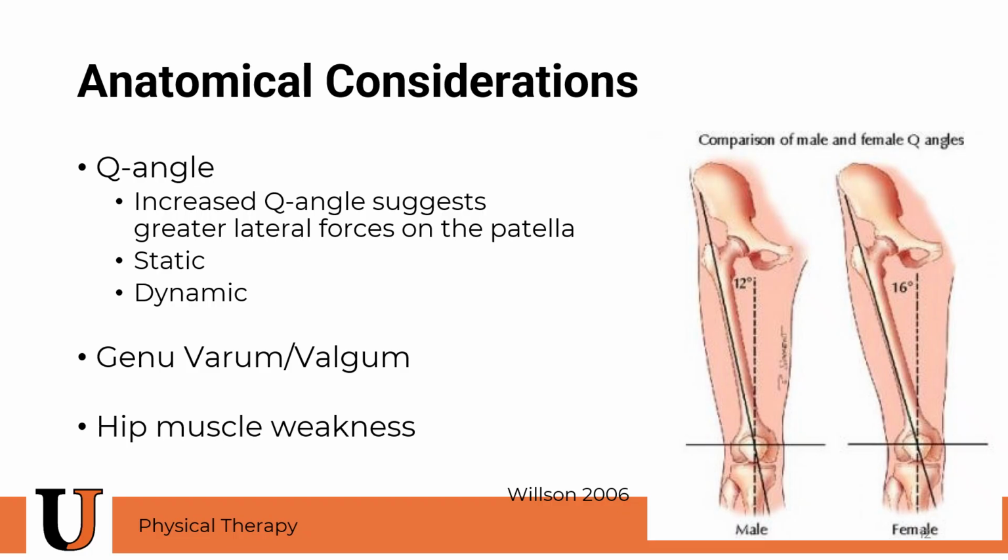The Q angle: increased Q angle suggests greater lateral forces on the patella. Static and dynamic Q angles, so we're talking about this genu varum or valgum, and then hip muscle weakness. Now, we'll talk about these in much more detail in the later slides, but you've probably seen in the clinic how these things are often looked at and prioritized in some cases for the management of the patient's pain.